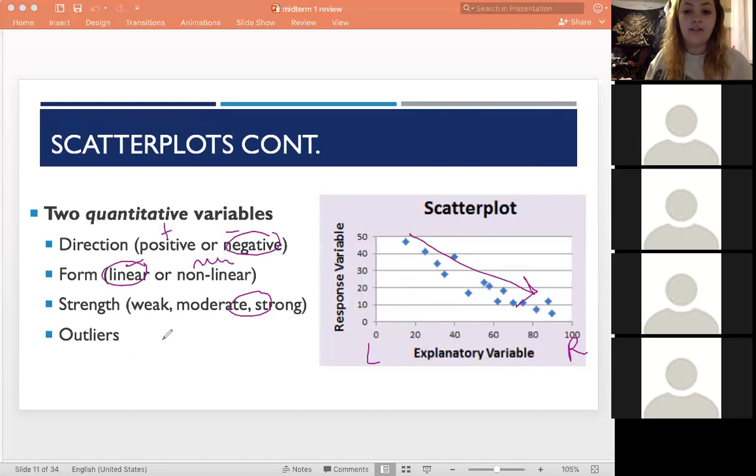And then outliers, I'd say there's none here. But an example would be anything out here, outside of the data set itself, but I don't see any in here. So that's just a different way to read it. And then also remember the explanatory variable is always on our x-axis, independent, and then a response variable.